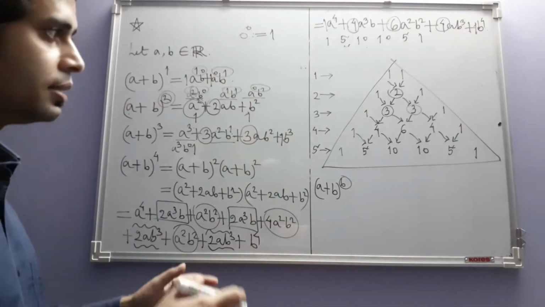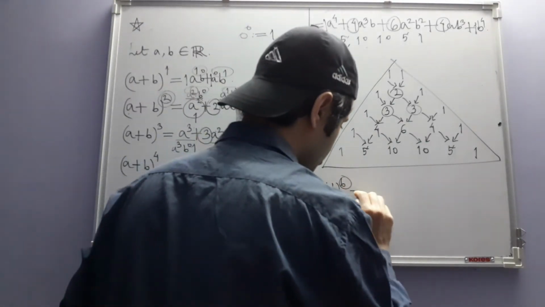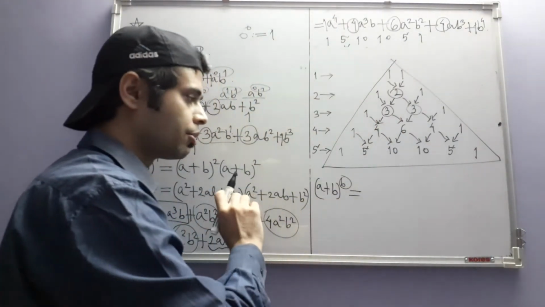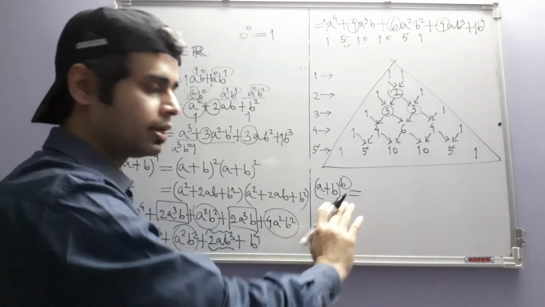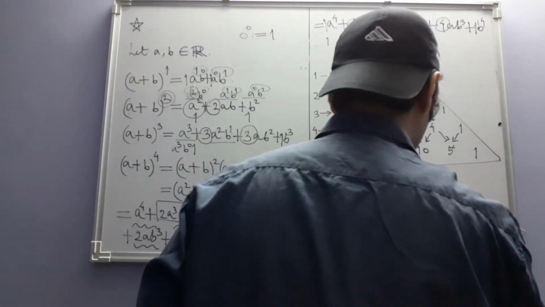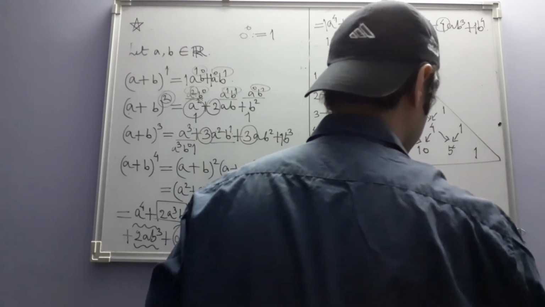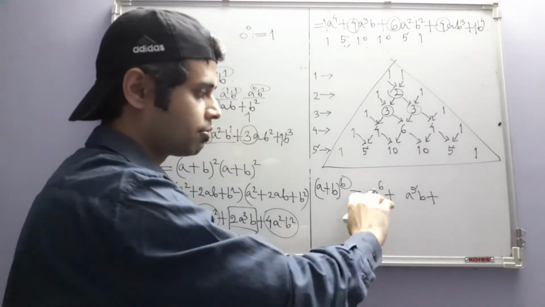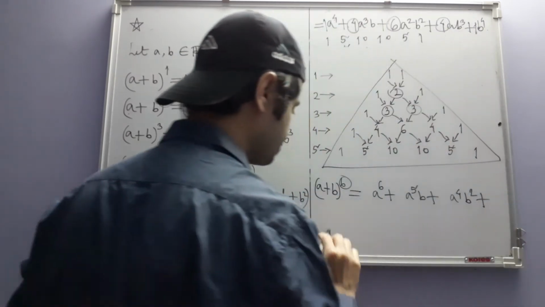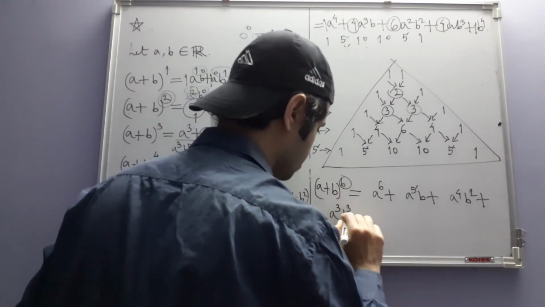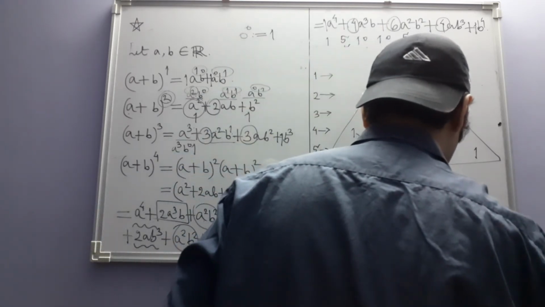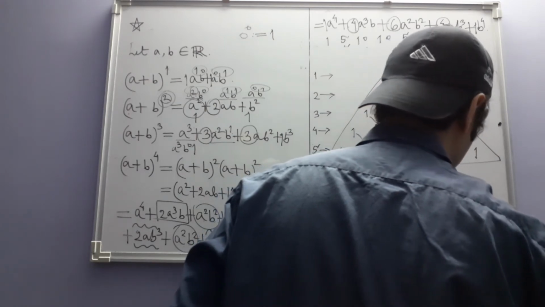But if what we are thinking holds generally, then the expansion of this should look like this. The way to write this is: first, let me ignore the numbers and just write the powers of a and b. We will have a to the power 6 plus a to the power 5 b plus, I am keeping some space for writing the coefficients, then a to the power 4 b square plus a cube b cube plus a square b to the power 4 plus a b to the power 5 plus b to the power 6.